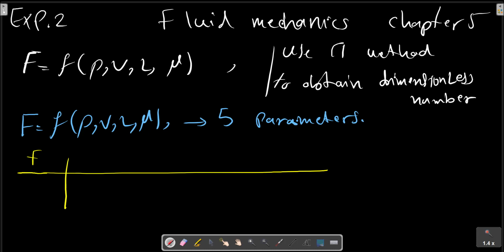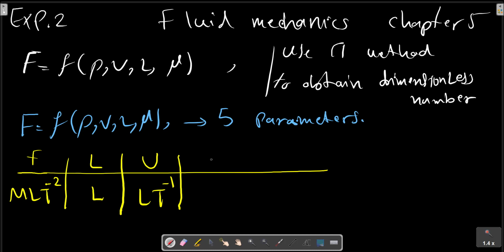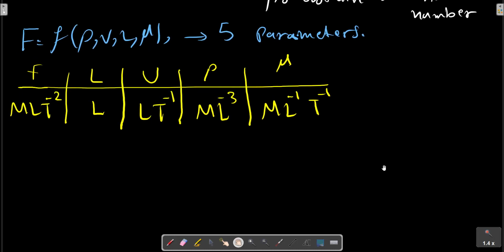For force, we have the dimension of MLT to the minus 2 power, and L velocity LT minus 1, and rho ML minus 3, and viscosity has the dimension of M L minus 1 T minus 1, so we can find the other dimensions: M, L, T.